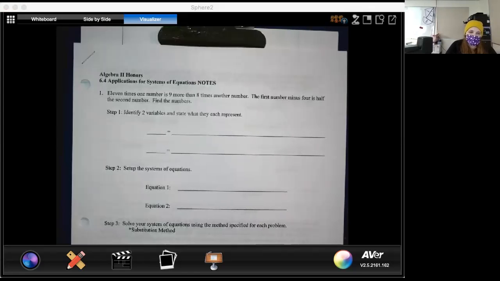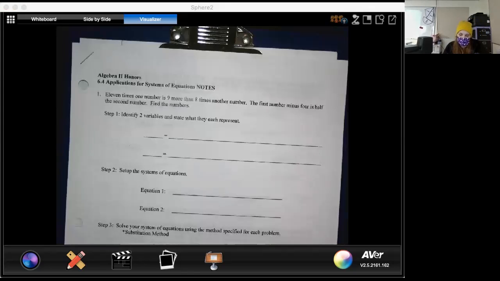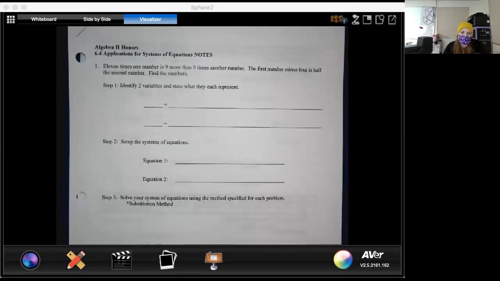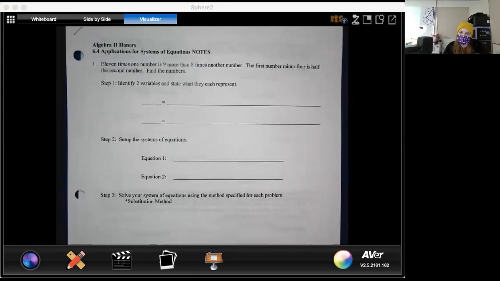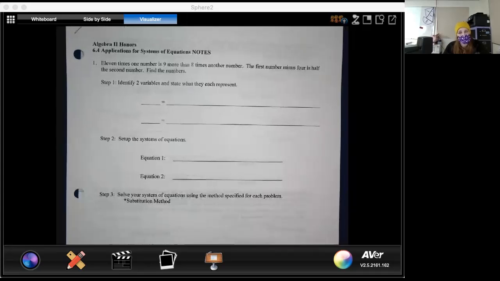6.4 applications for systems of equations, and these are the notes. Okay. So number 1: 11 times one number is 8 more than 8 times another number. The first number minus 4 is half the second number. Find the numbers. Okay, so on question number 1, all the steps are going to be listed out for you.